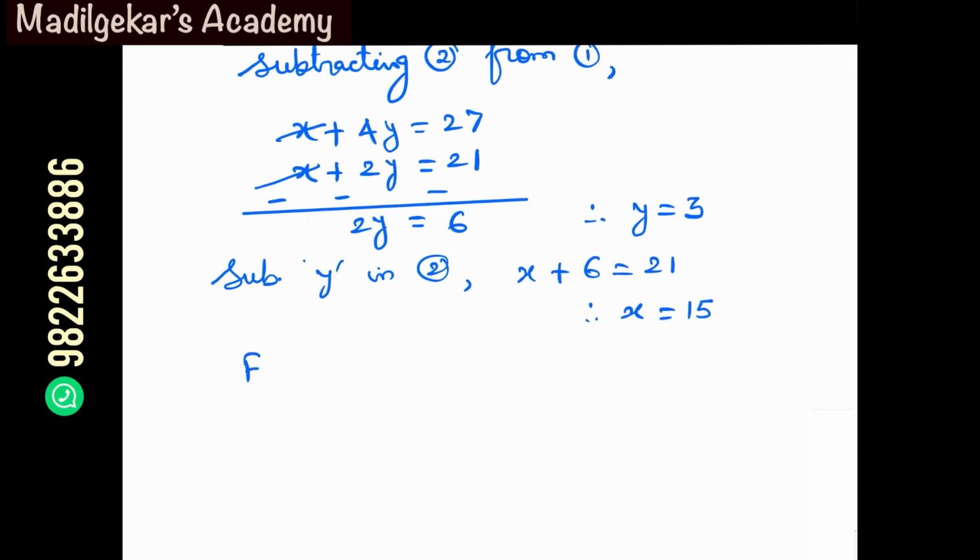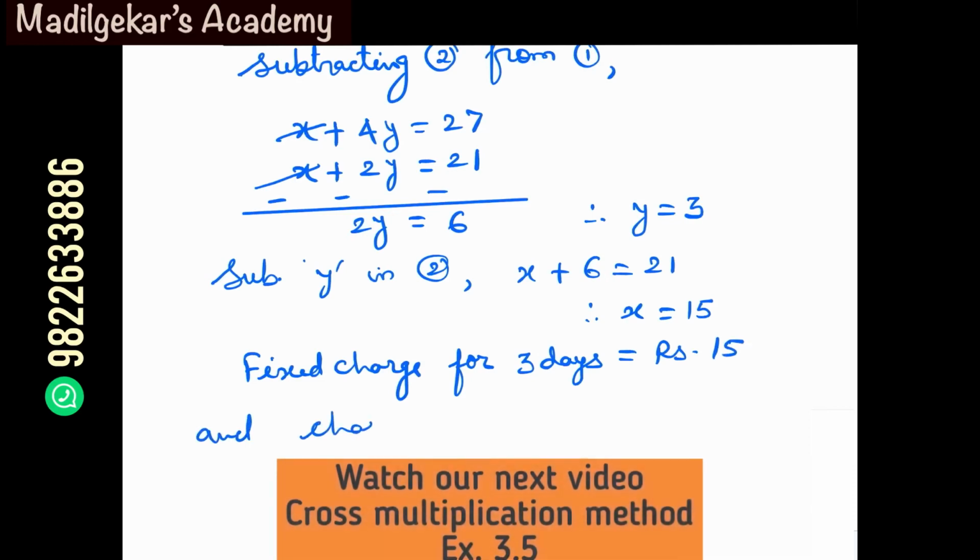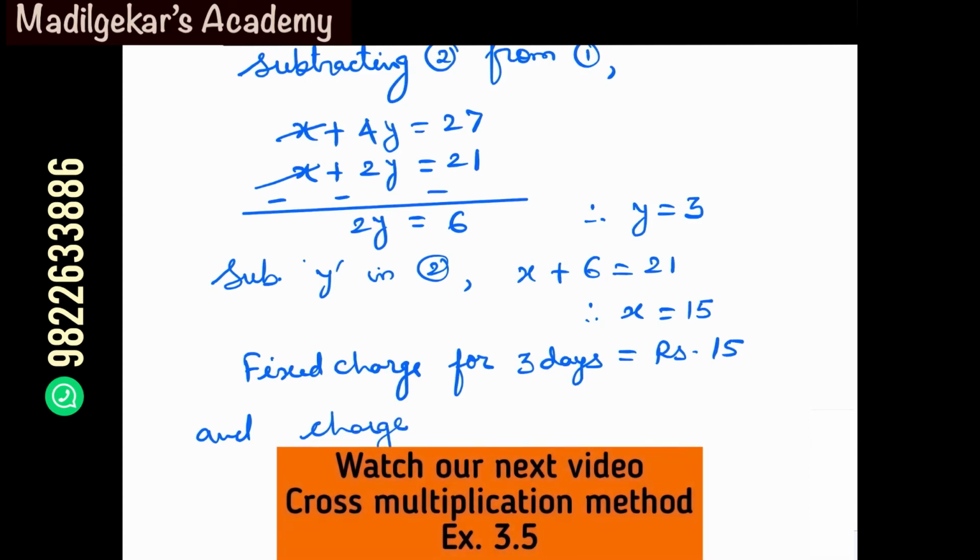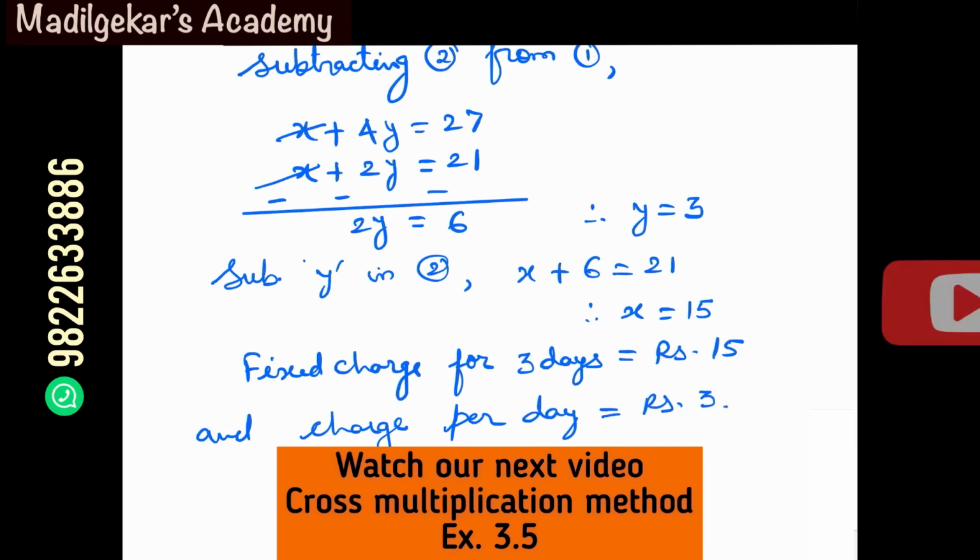So the fixed charge for 3 days is rupees 15 and the charge per day is rupees 3. So this completes exercise 3.4, that is the elimination method.